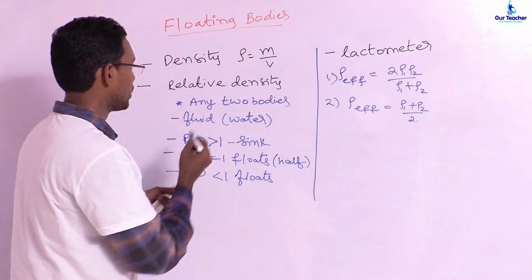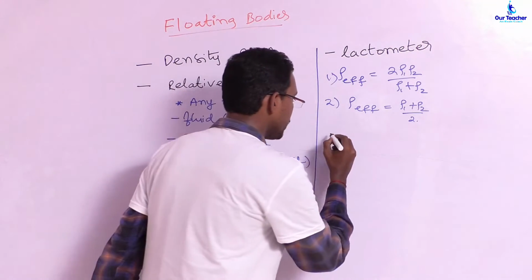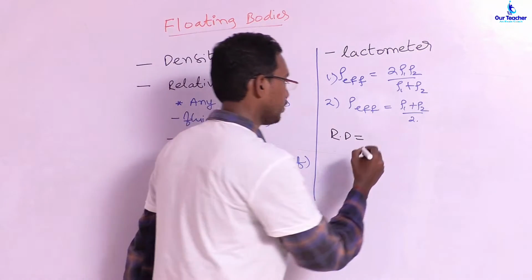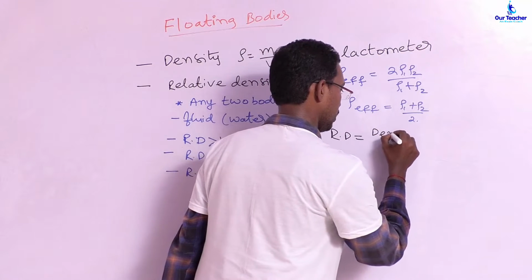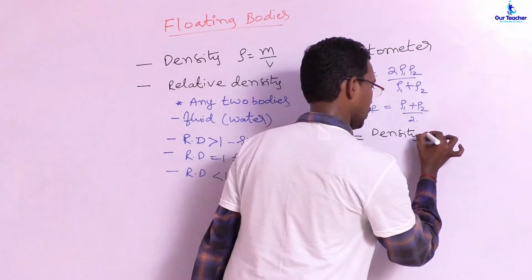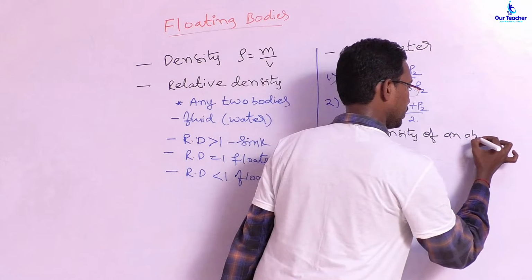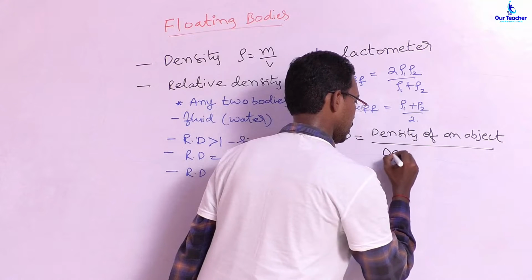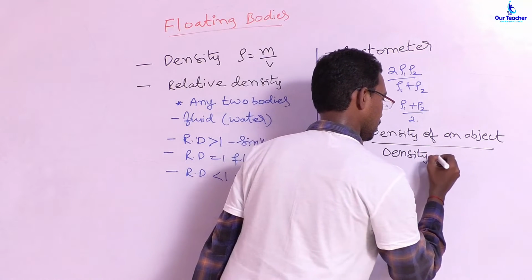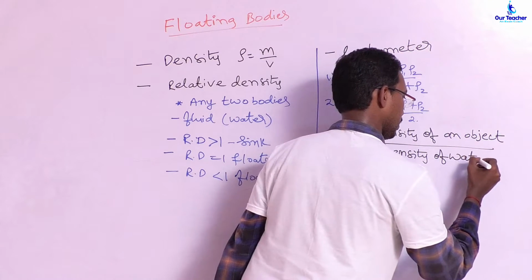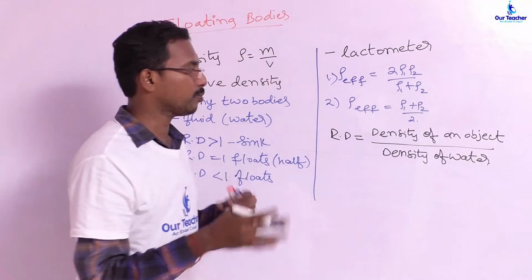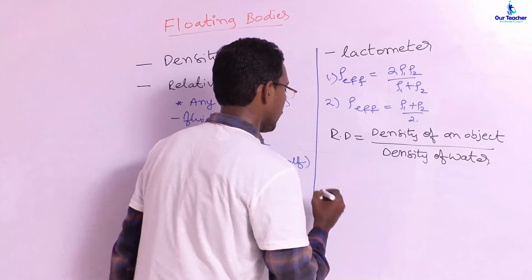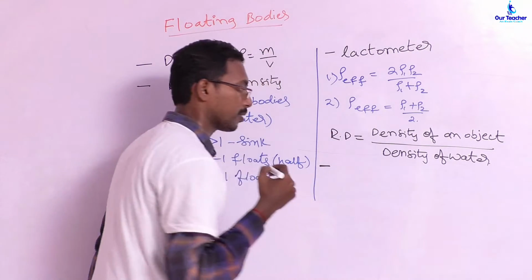And in this relative density formula, we can write the relative density as density of an object divided by density of water. That is, density of an object which is submerged in the fluid divided by density of water. Later we have different models of converting this concept, but this is the fundamental formula. Next we will deal with the concept of pressure.